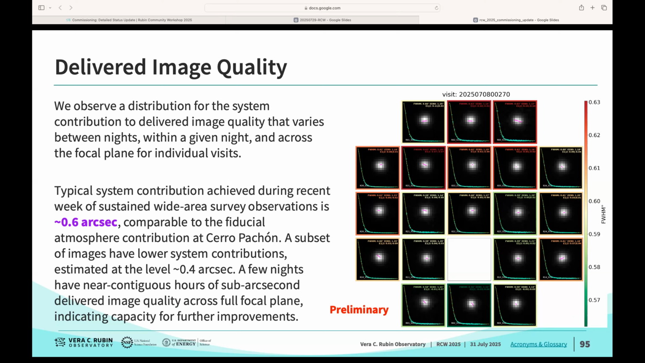And we know that there are images that show that the system can do this. If you look at the figure on the right, this is showing an image where, across the full focal plane, you can see that the PSF full width at half max is around 0.6 arc seconds. This has been achieved on several nights. We've been able to hold this kind of performance for about an hour or two at a time with some interruptions. I'll show some examples later. Next slide.